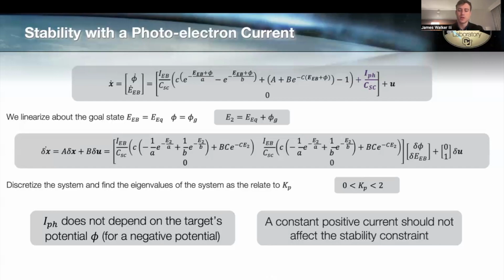And we end up with a gain condition that the proportional gain of the feedback controller has to be between 0 and 2. This is the same condition that we found in the idealized environment. So what this tells us is that a constant positive current will not affect the stability constraints of the system. And this is actually a very interesting result because the solar photon current that a spacecraft experiences is one of the most dominating currents that it'll experience throughout an orbit. So this suggests that our control is robust to one of the most significant environmental currents a spacecraft will experience.